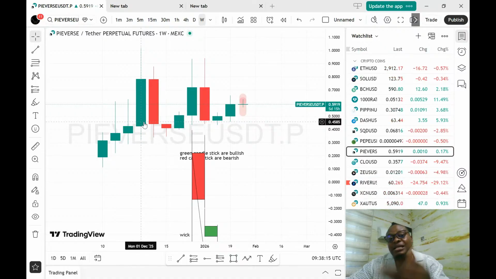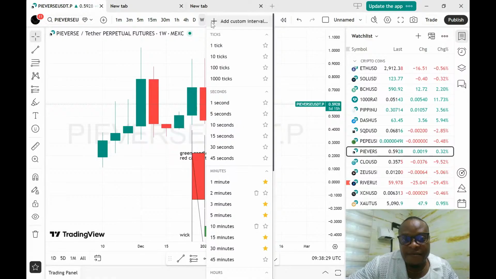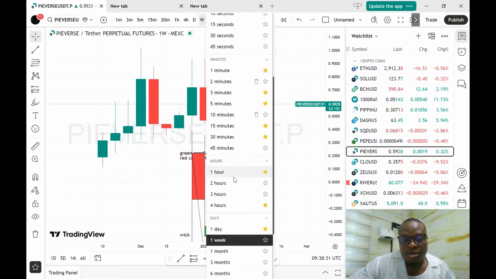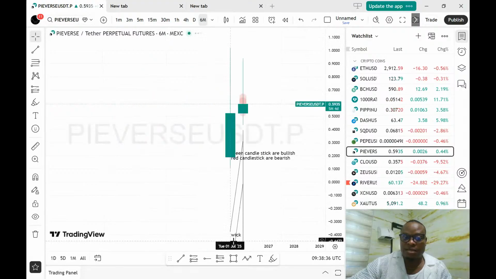So if I break this candlestick down to 1 minute time frame, at the end of the day, you will see up to like 10,000 candlesticks. All of them represent 1 minute. So if I increase it now to like 5 minutes, it will reduce. If I increase it now to like 1 hour, it will reduce, and so on and so forth. If I make it a 1 year time frame now, it will just show you one candle, or a 6 months time frame, it will just show you one candlestick. Okay, 6 months.